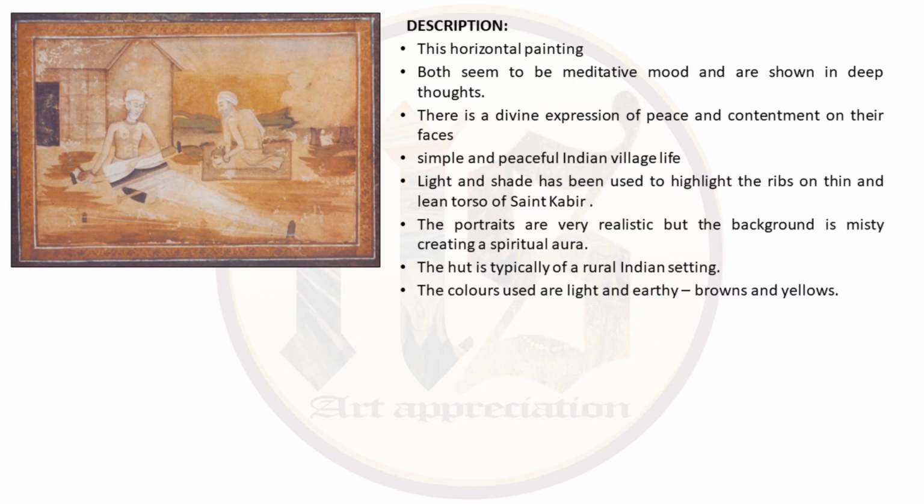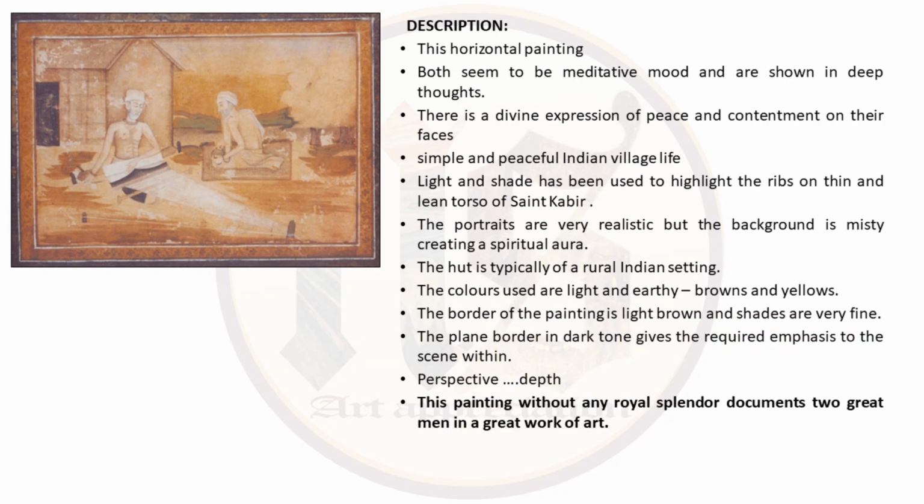The light and shade has been used to highlight the ribs of thin and lean torso of Saint Kabir. The portraits are very realistic and the background is misty, which is creating a spiritual kind of aura. The hut is also very typical of rural Indian setting. The colors are light and earthy. They are generally browns and yellows. The border of the painting is light brown and shades are also very fine.